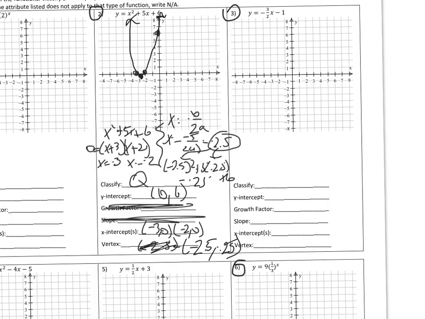Okay, question number 3, a linear. Still doesn't have a growth factor, does have a slope now, but it does not have a highest or lowest point, so there's no vertex. Okay, so classify it's going to be linear. The y-intercept is always that constant at the end, or the b value, because you're thinking m and b.